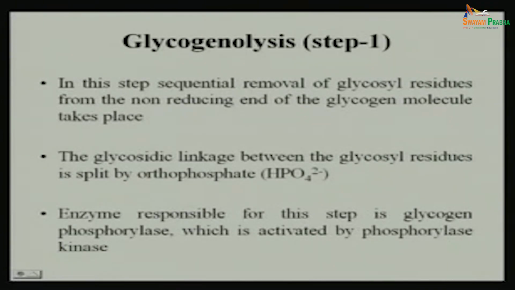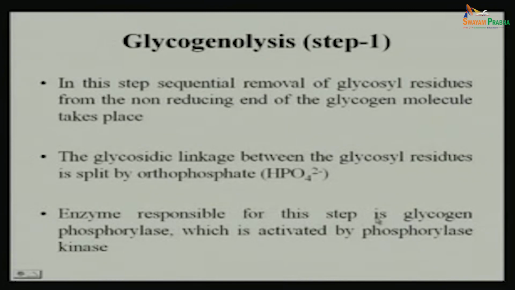Now, in step 1, what is happening? The sequential removal of glycosyl residues from the non-reducing end of glycogen molecules takes place. Glycosidic linkages between the glycosyl residues are split by orthophosphoric acid, that means inorganic phosphate. Orthophosphate is playing a significant role. The enzyme responsible for this step is glycogen phosphorylase, which is activated by phosphorylase kinase.